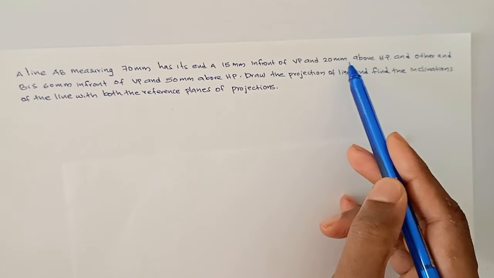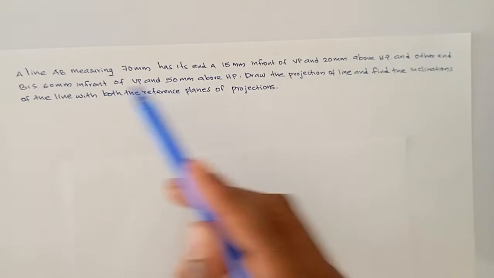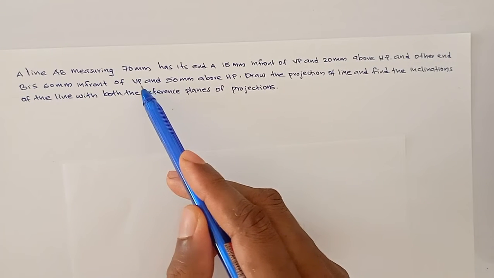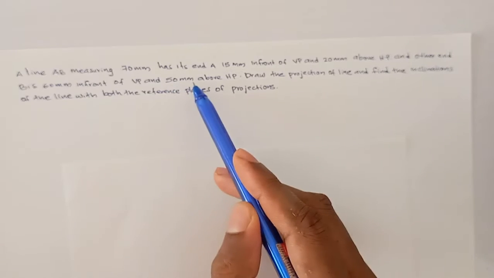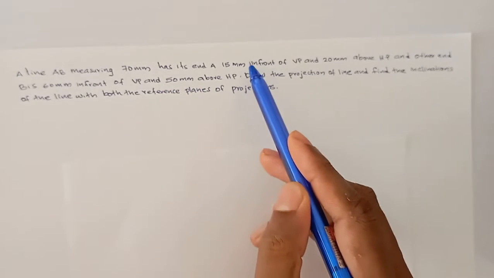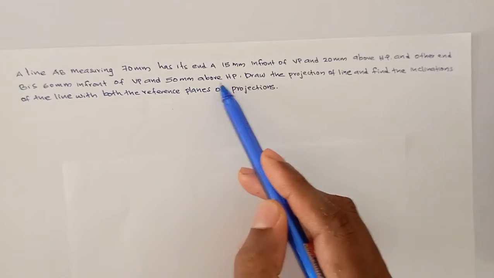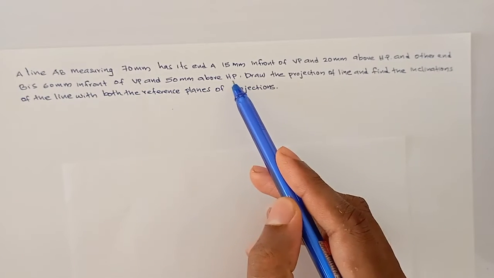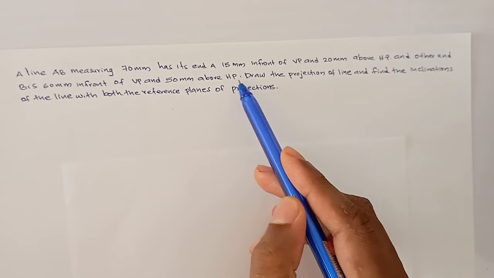One of the points is lying in the first quadrant, and the other end B is 60 mm in front of VP and 50 mm above HP. In front of VP and above HP. That means the other end B is also in the first quadrant. We can say the line is lying in the first quadrant.